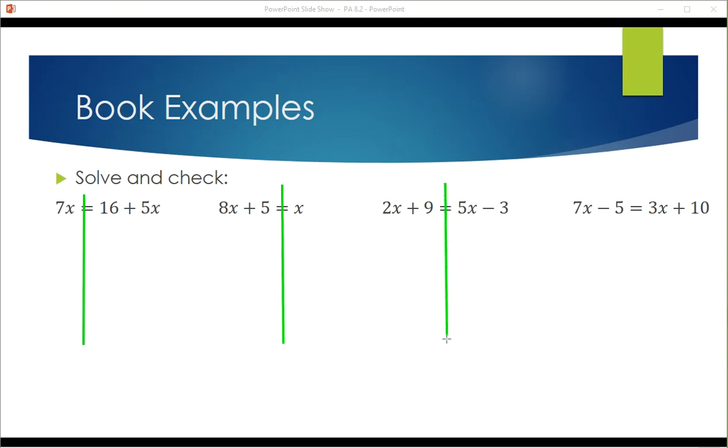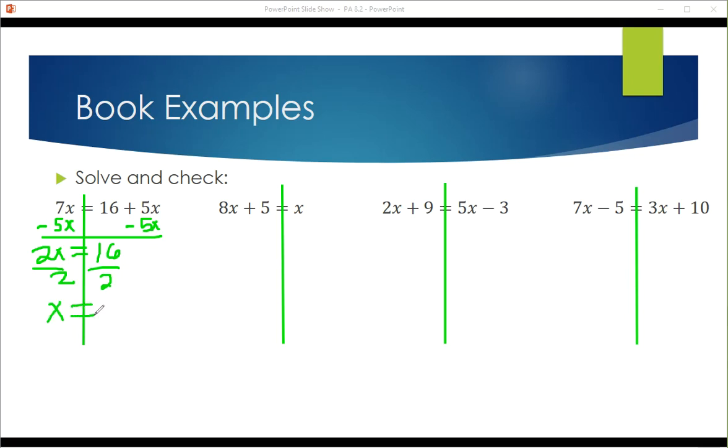I think having this line here helps you visually see a boundary that reminds you I can't just put together the 7x and the 5x. I'm moving the 5x to the other side, for example, in the first one. So I'm going to need to subtract it. That would give me 2x is equal to 16. And to solve it, I need to then divide both sides by 2. I end up with x is equal to 8.